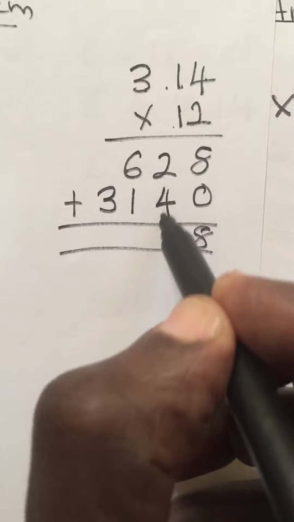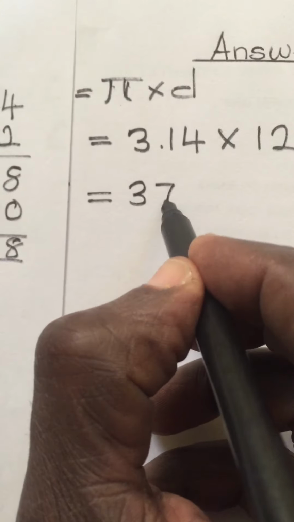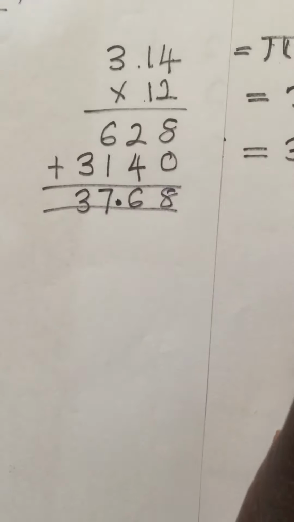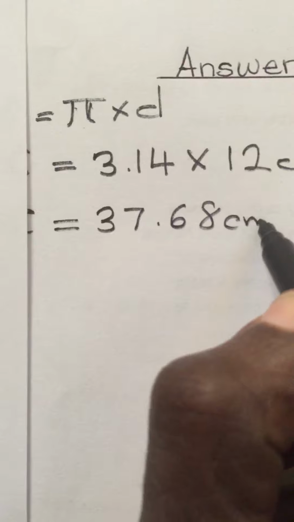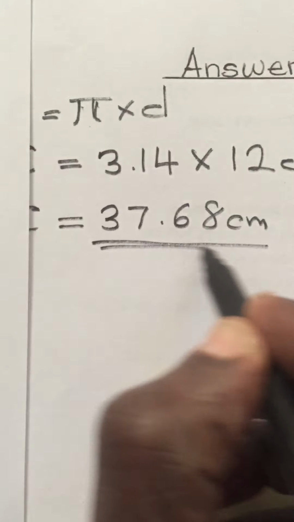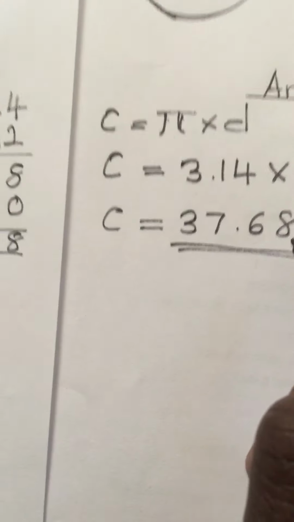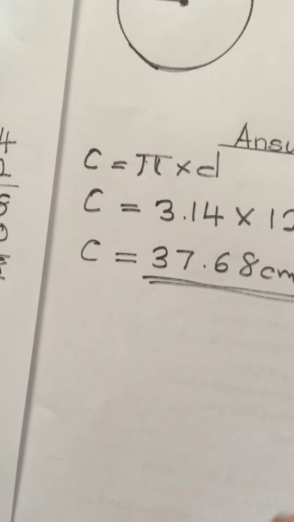We get back here, how many decimal places? 1, 2. So we put a point there. Our answer is going to be 37.68 centimeters. So this is the circumference. So we look at the next one.